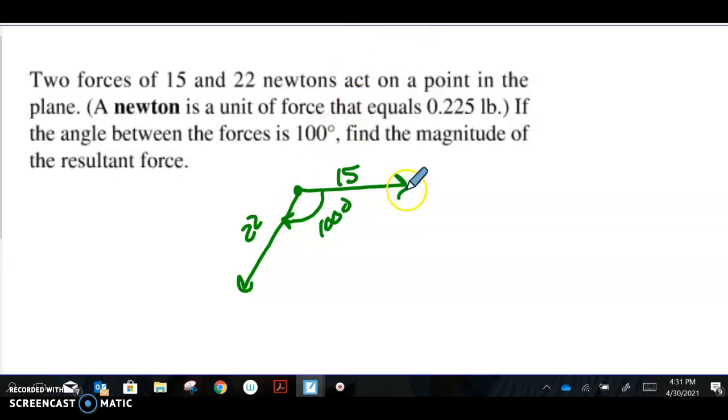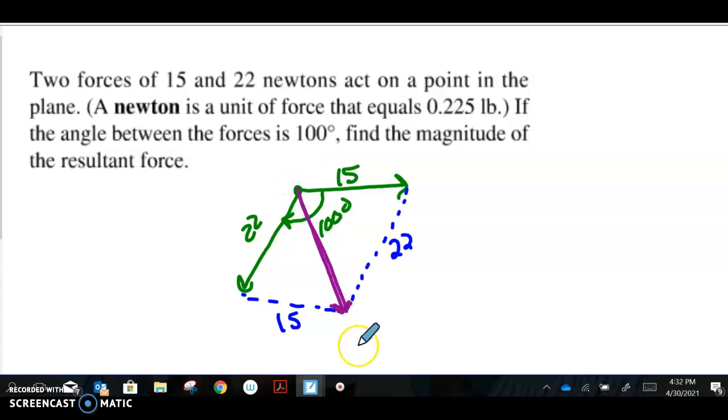What I'm going to do, I think, is just draw the parallelogram. So in other words, this is going to be 22, and this is going to be 15, and then I know that the resultant force is right here, okay? And I want the magnitude of that. So what I have to use are those properties a little bit. I'm just going to call this x.